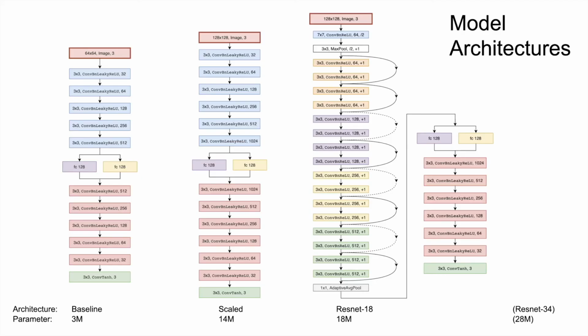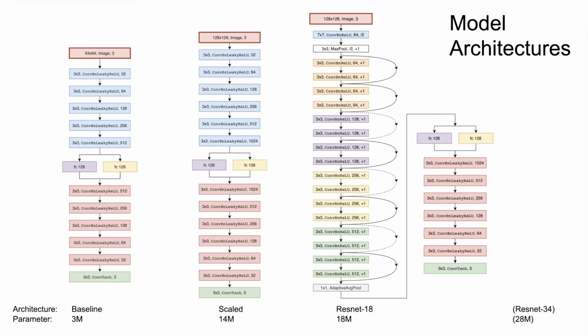Here are the model architectures that we have explored. The baseline architecture used 5 convolutional layers in the encoder and the decoder, with square inputs of 64 pixels. We first designed a scaled-up version with square inputs of 128 pixels, using one more hidden layer in both the encoder and the decoder, which increased the parameters from 3 million to 14 million.